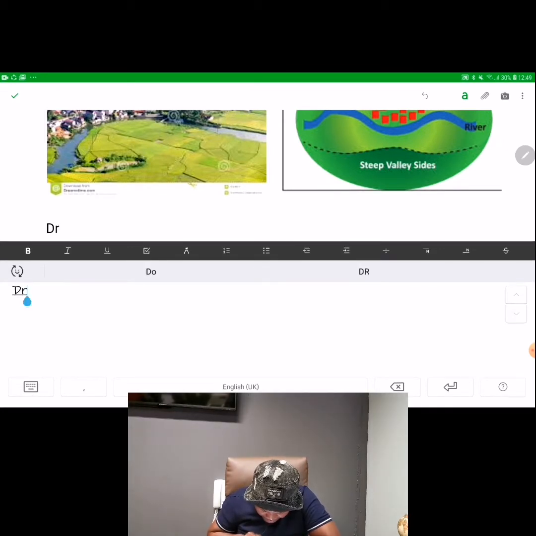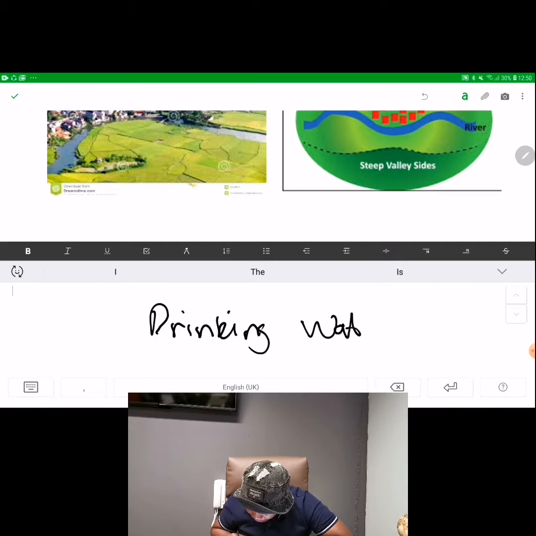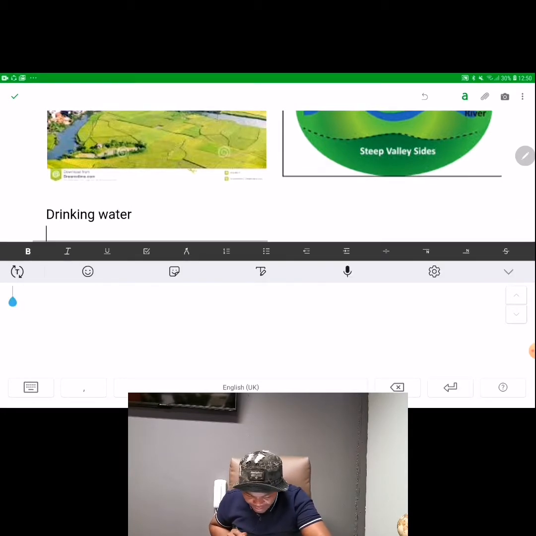As I've said, the first one is what? The drinking water. Okay, let us erase that one. One, it is what? Drinking water. That is our first point that affects the location of a rural settlement. And then again, the other thing, arable land.